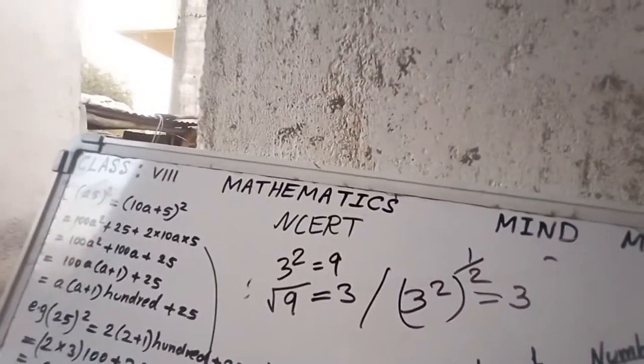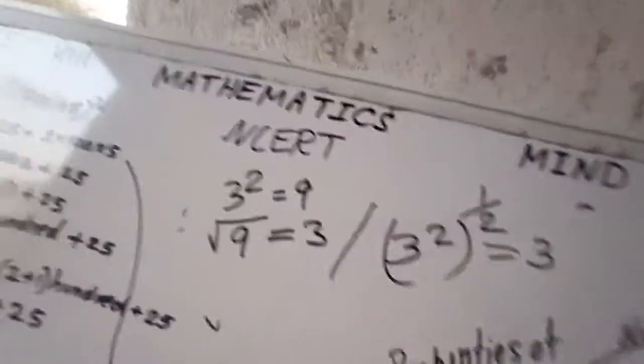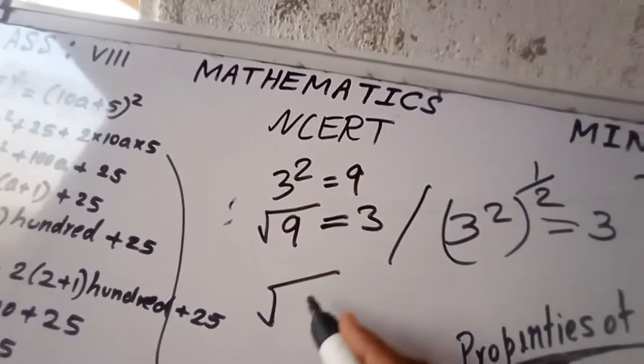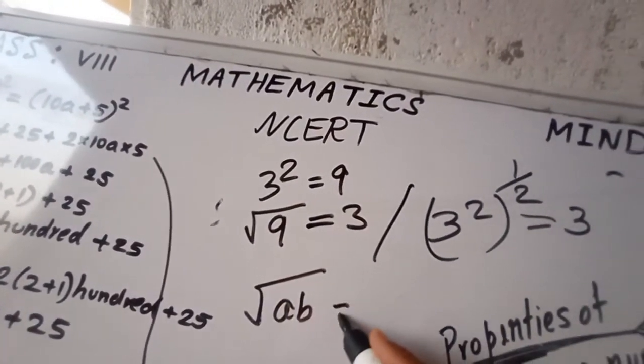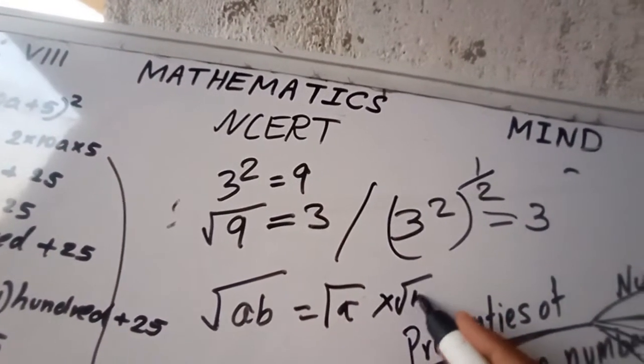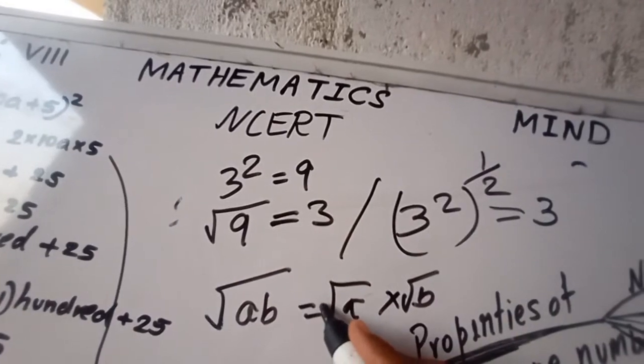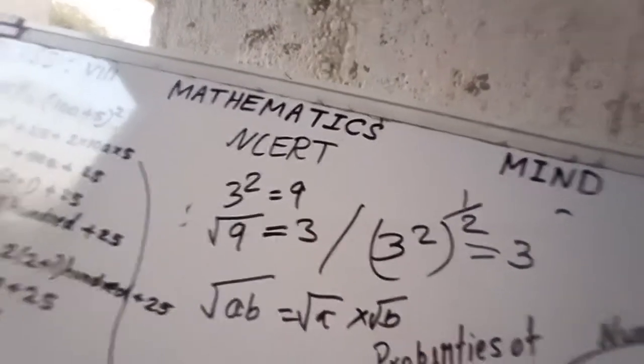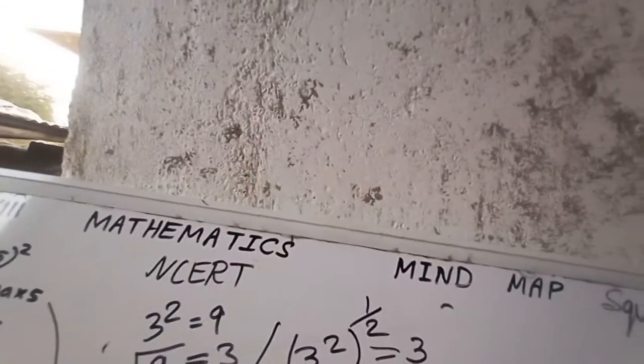So square root, you can take it for a different number also. If we take it in the general form, root AB, you can write root A into root B. Just write like this, root A into root B, and if you divide also.